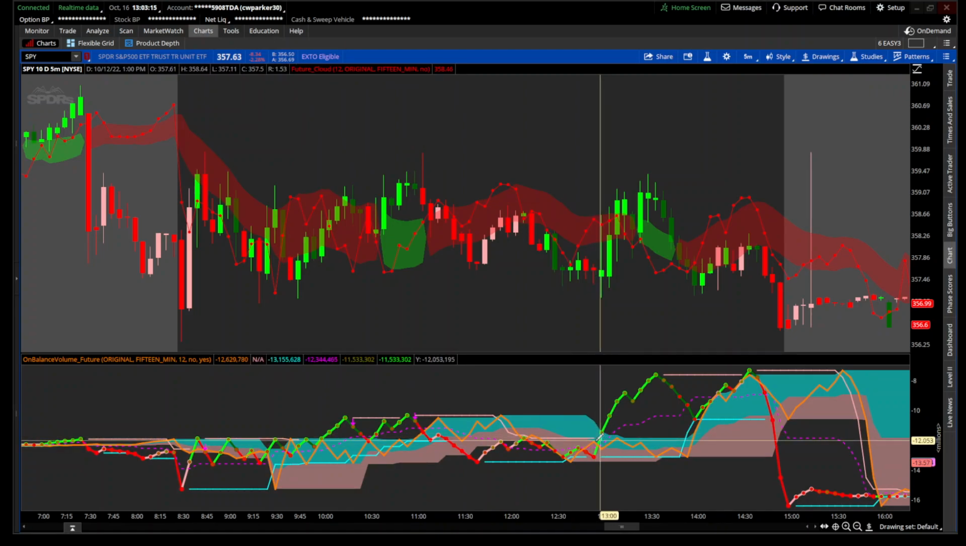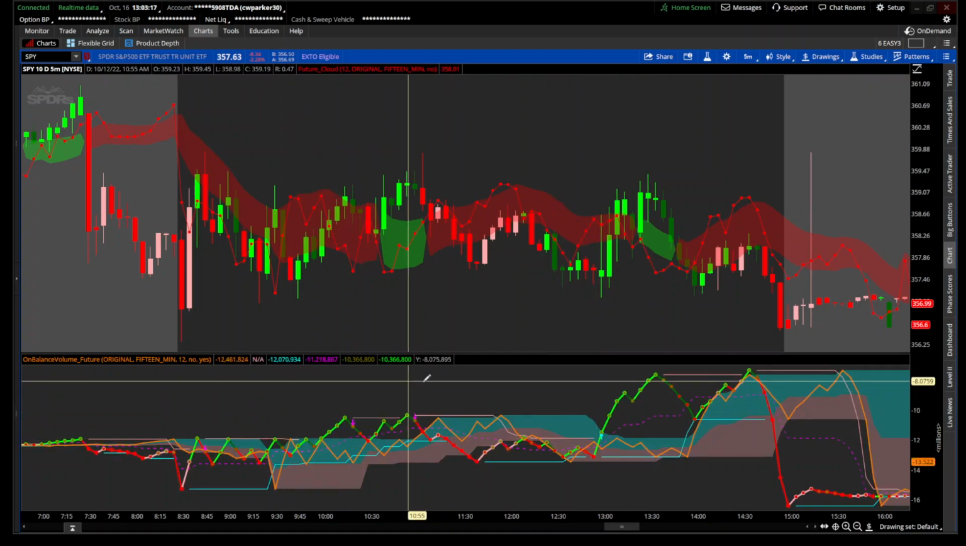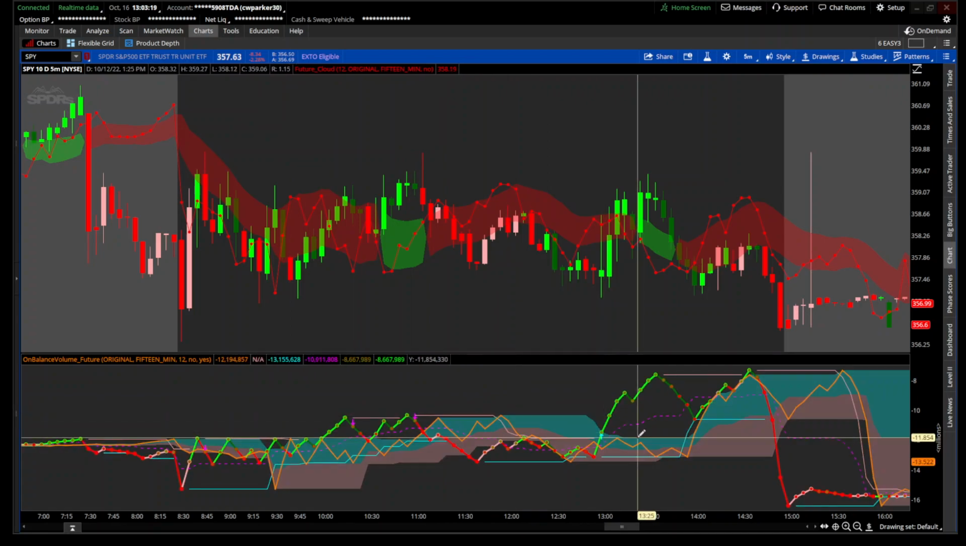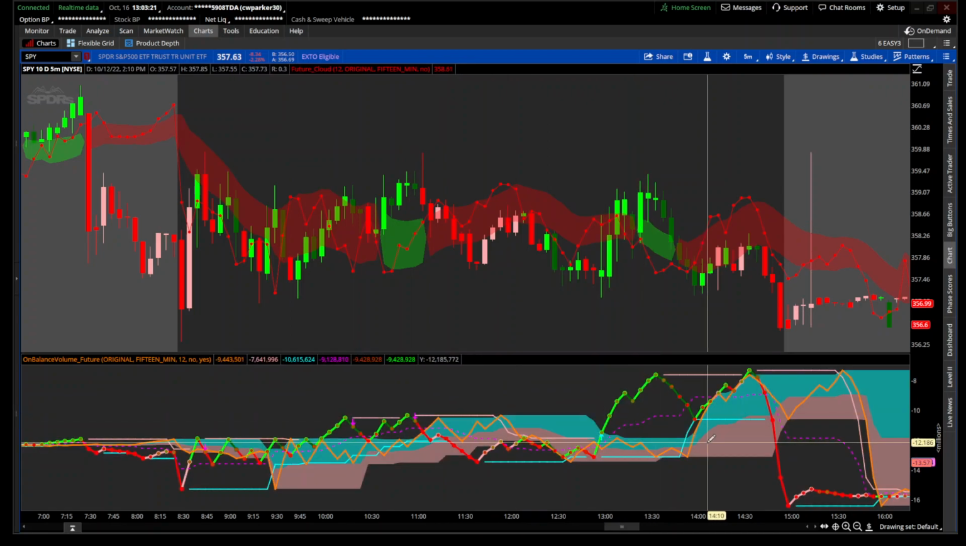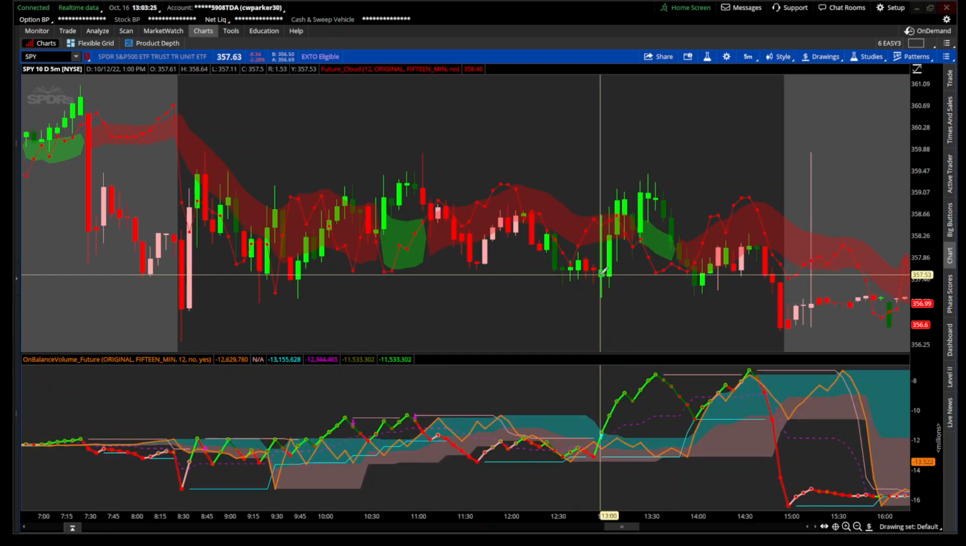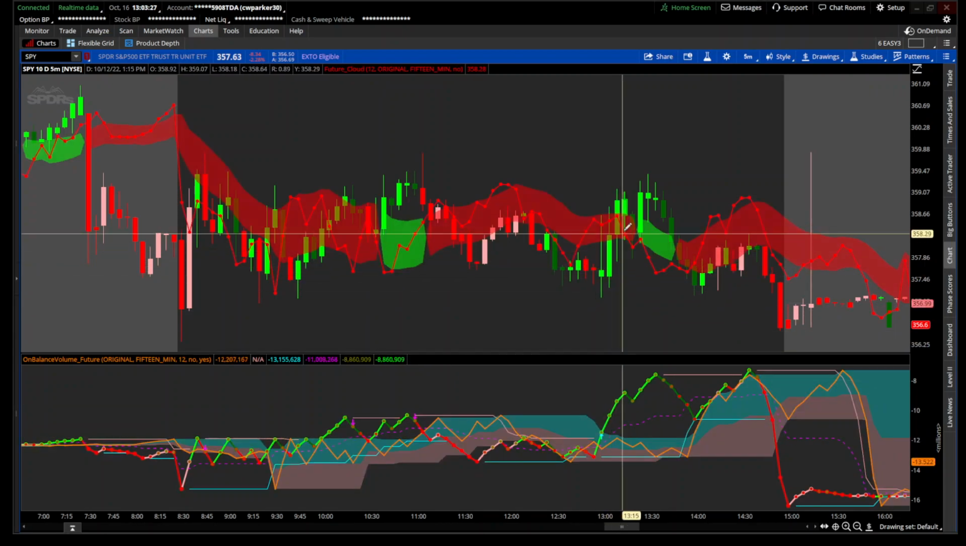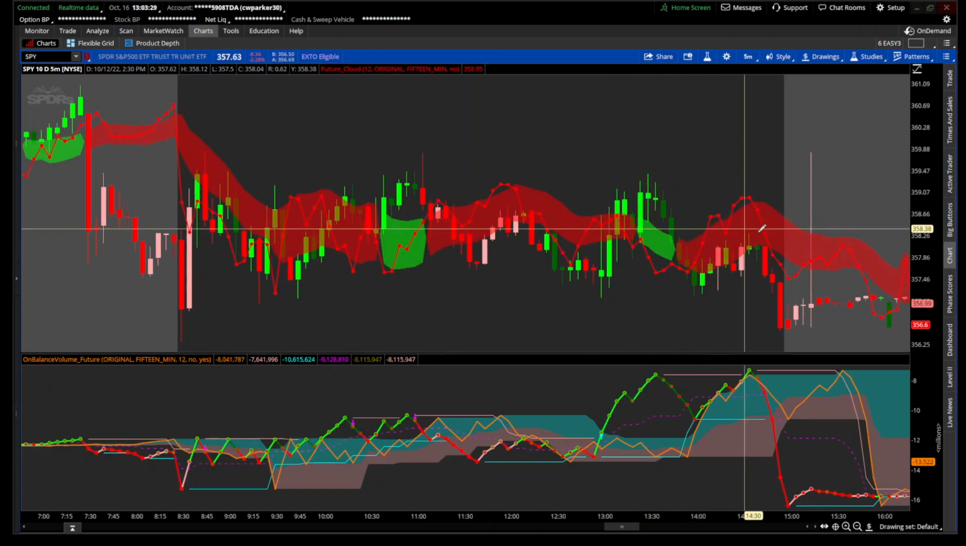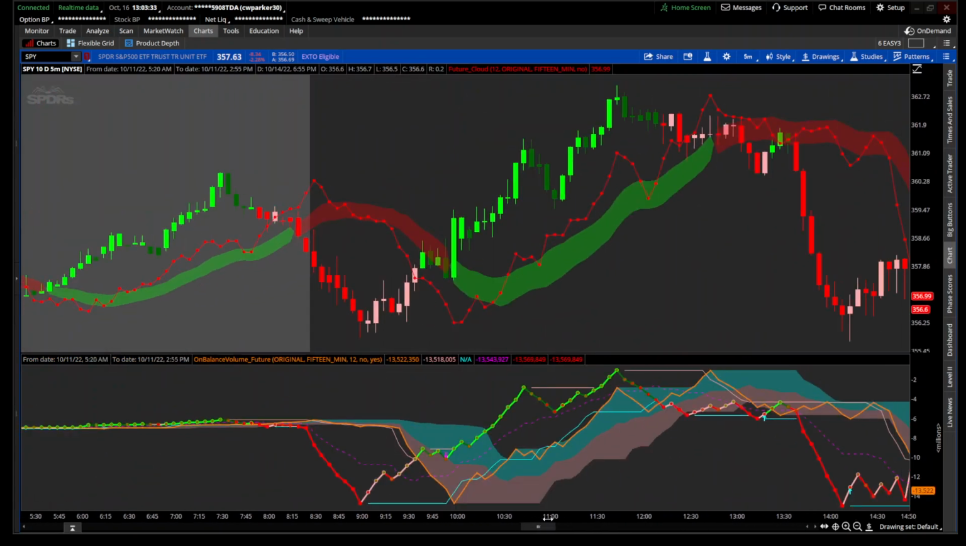You can modify and change these colors on this indicator all you want, if the colors are obsolete or aren't working for you. But you can look right here, you got positive divergence on this candle. And you can see what happened next. Price actually pushed above, but it couldn't sustain it. So that was an overall just choppy day.